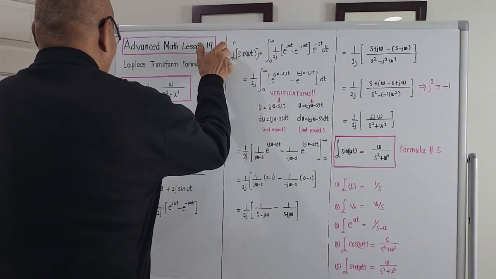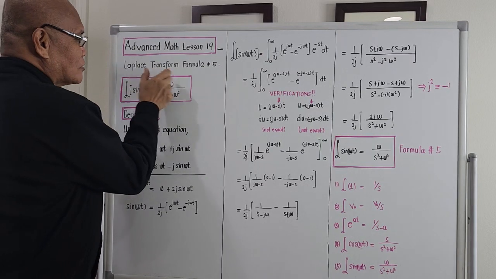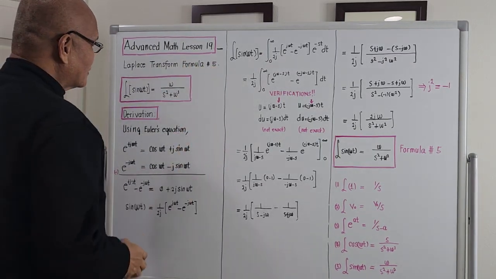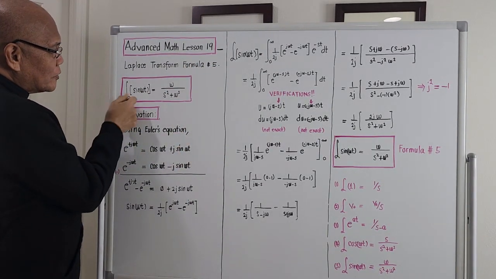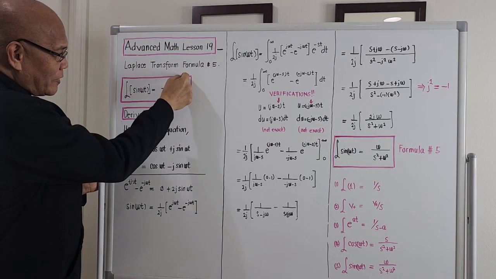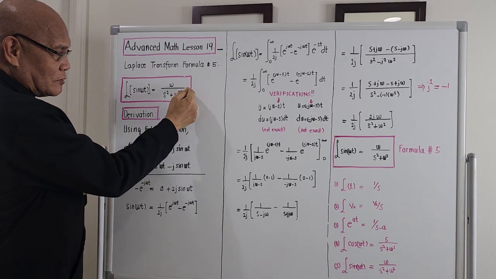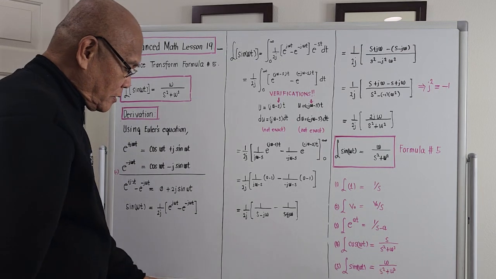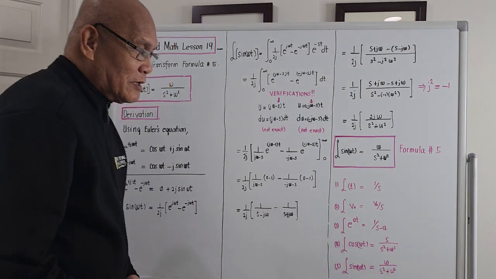Advanced Mathematics lesson number 19, Laplace transform formula number 5, that is the Laplace transform of sine of omega t is actually omega over s square plus omega square. Okay, let's proceed with the derivation.